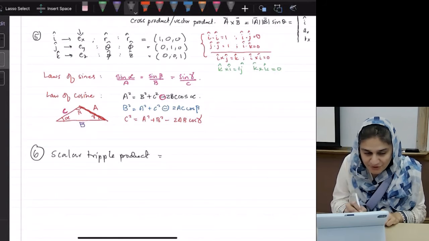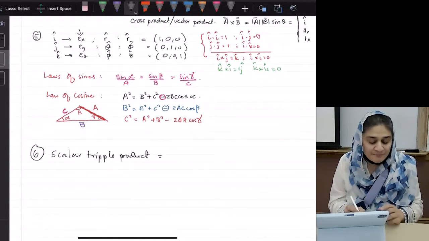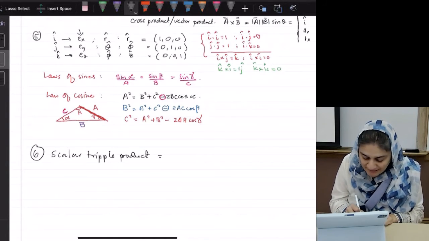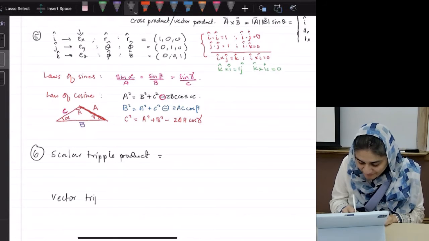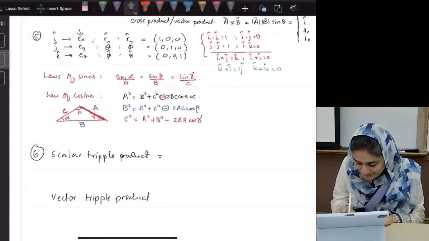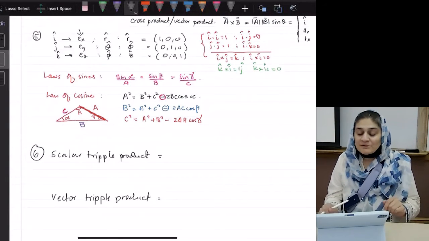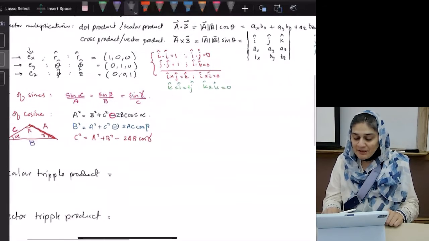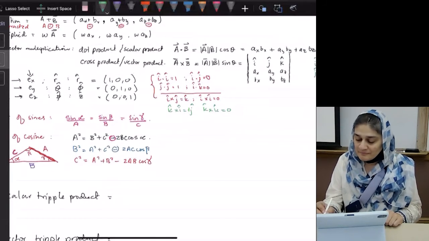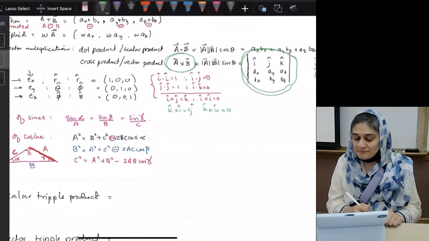What do you think the answer should be for this? A scalar. Done. And the other one is called a vector triple product. A vector. Done. That's why they're named that way. Do you remember when I was doing the i cross b here? Yeah. And it was 2? Yes.